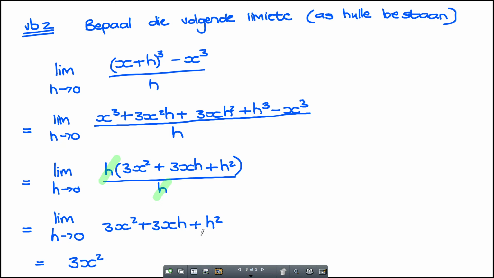Okay, now when we get here, I can't simplify any further than that. So this is now the point where we substitute in. So if I make h 0, this will become 0, and 3 times x times 0 will be nothing, plus 0 squared, nothing. So can you see why only the 3x squared is left? Ready for the next one?